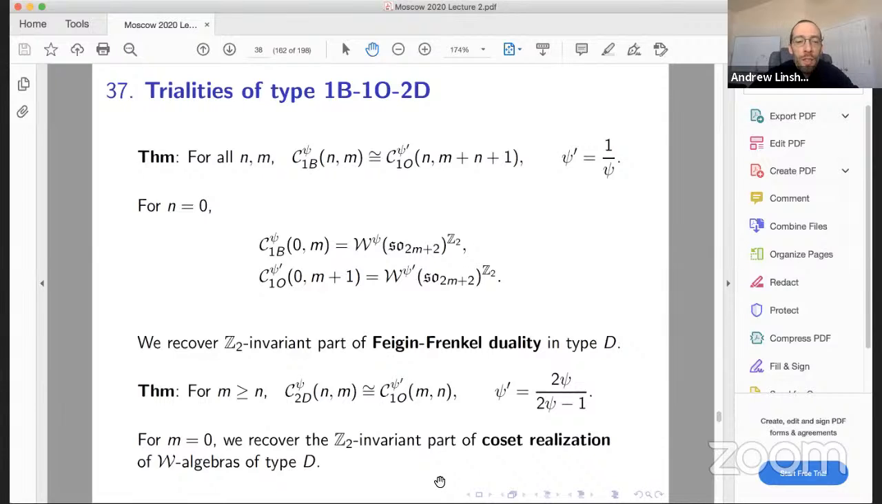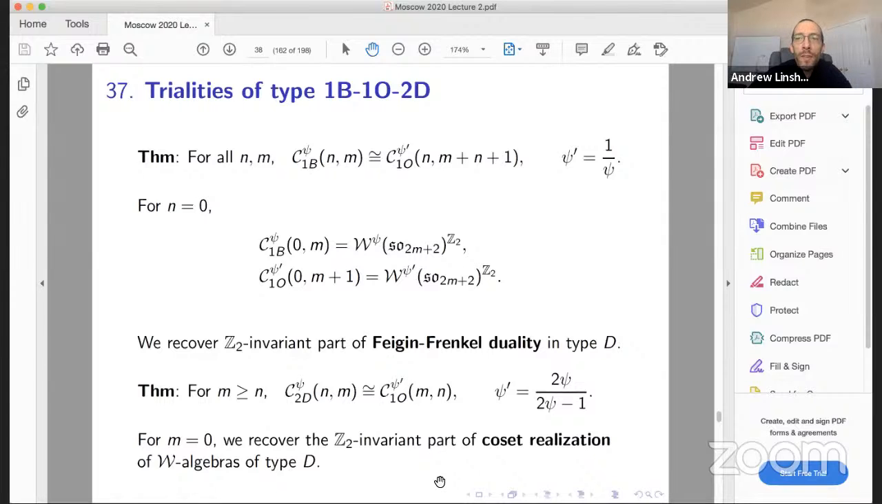Some coset realizations. Sometimes I only see the Z2 invariant part of the coset realization, and also some things that are all the Feigin-Frenkel dualities, including for OSP(1|2n). So these are all special cases of these general results.